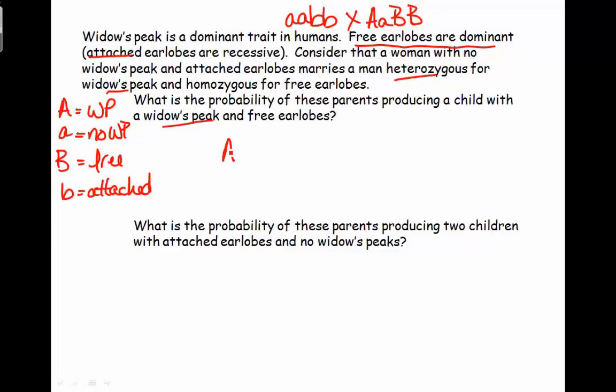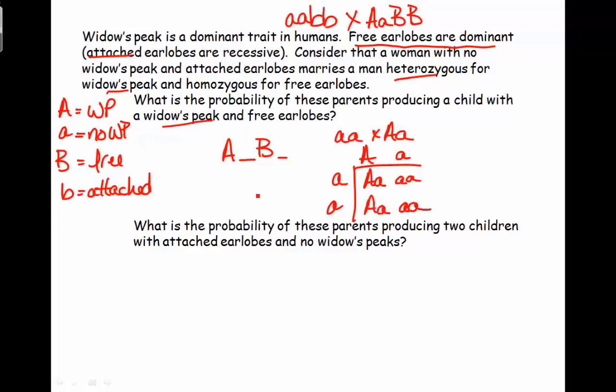Okay, so if we talk about what we're looking for, we want the child to have a widow's peak, so that's the dominant look. At least one big A is going to give us that. And we also want them to have free earlobes, and 1 capital B is all they need for that. So that's the genotype we're looking for here. We look at the A's first. This would be our cross of the A parents. If we draw that Punnett square, notice here the probability of actually having a widow's peak is going to be 1/2.